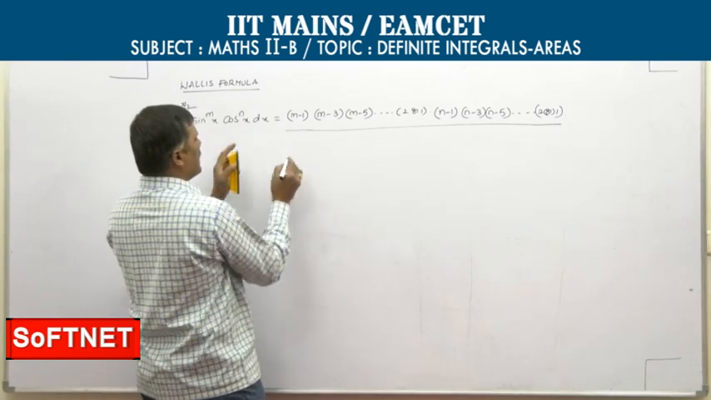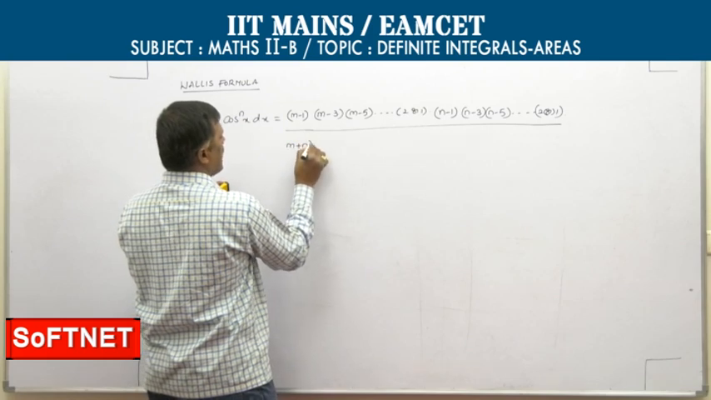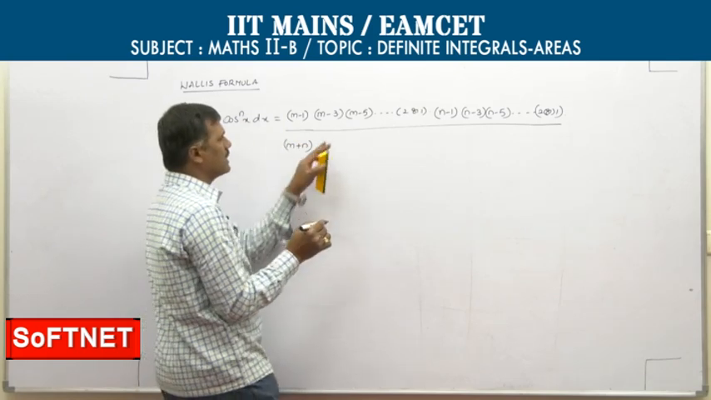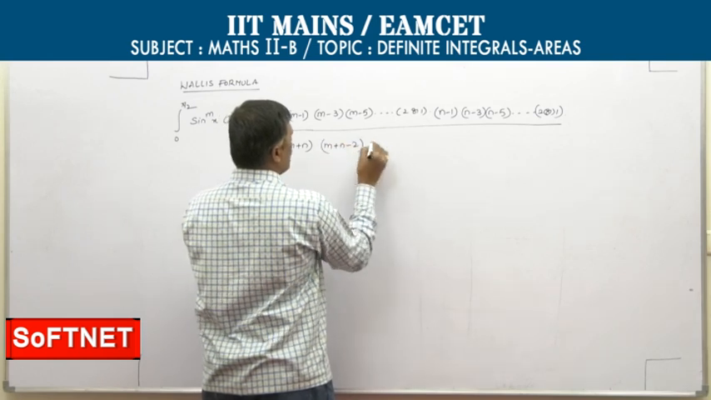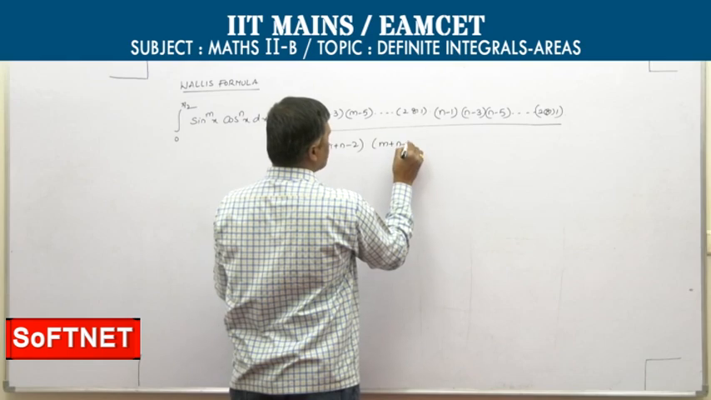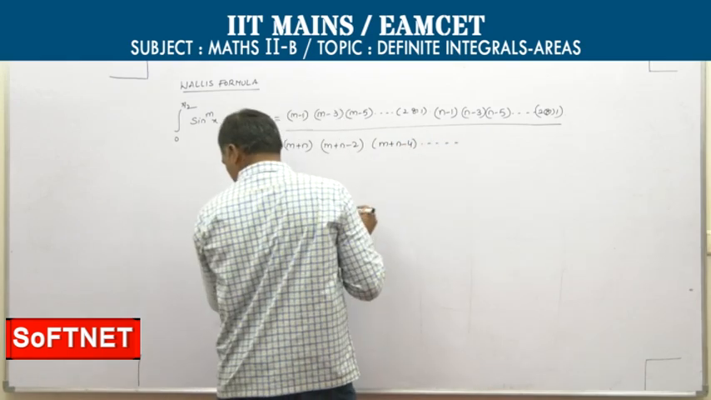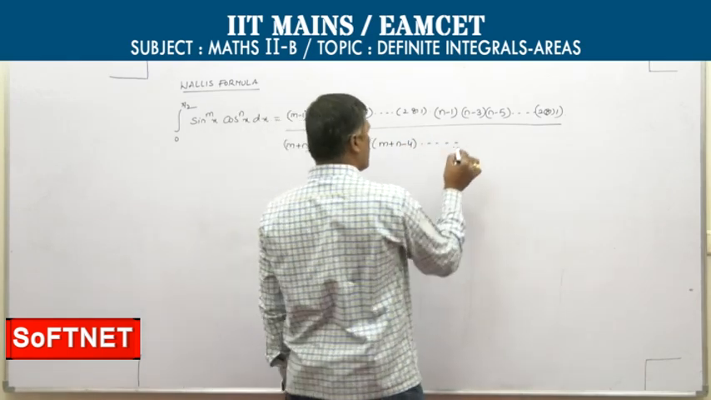Denominator: begin with m plus n as the first term and reduce each term by 2: m plus n minus 2, m plus n minus 4, and so on till 2 or 1.